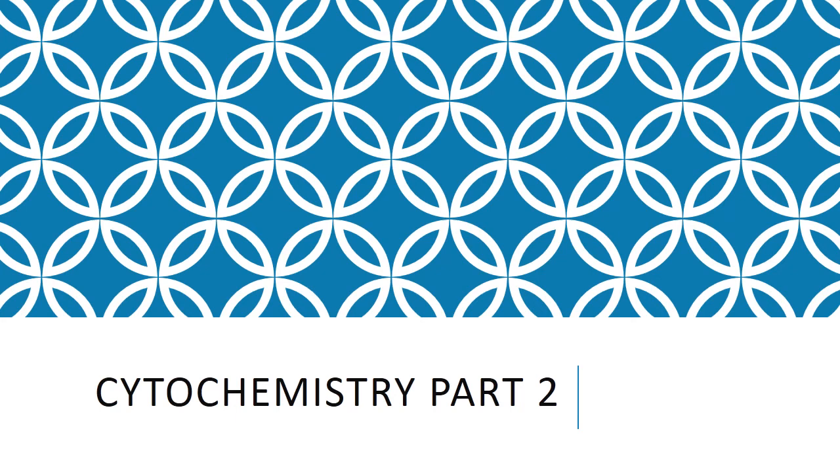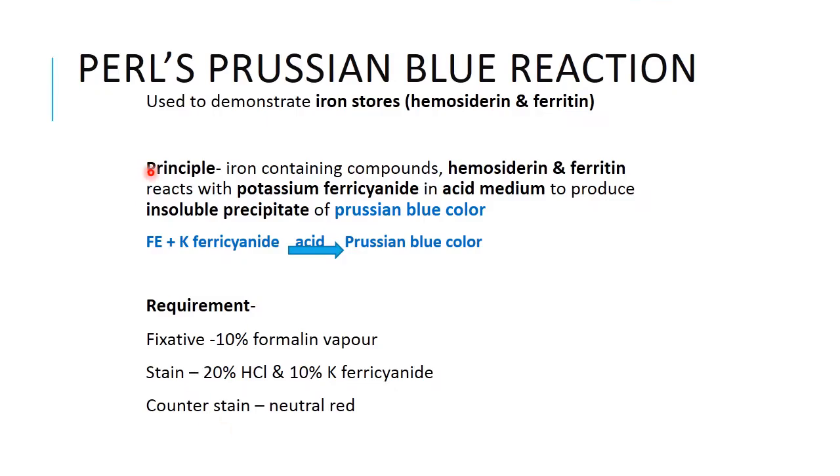We'll begin with the second part, cytochemistry part 2. Pearl's Prussian blue stain is used to demonstrate iron stores, that is hemosiderin and ferritin.